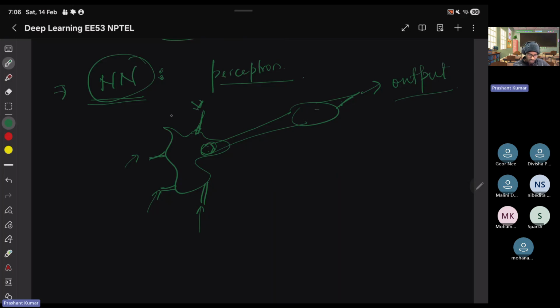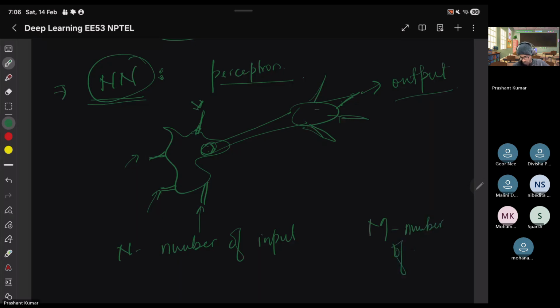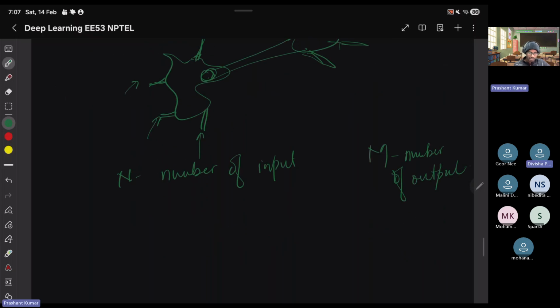So the input can be n number of inputs, and you can have m number of outputs, because it can give multiple outputs.